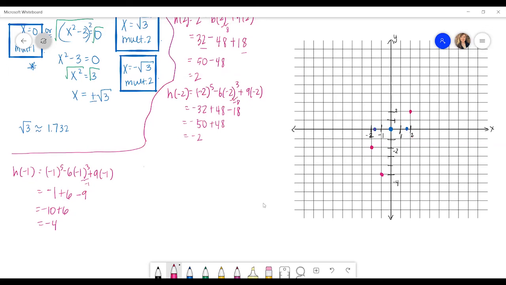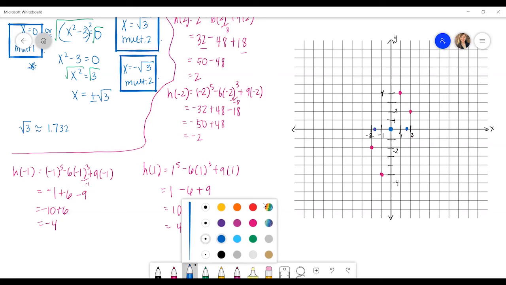So let's plug in h of 1. So 1 to the 5th minus 6 times 1 cubed plus 9 times 1. I expect the same thing to happen as with 2 and negative 2. So we get 1 minus 6 plus 9, which is positive 10, minus 6, which is positive 4. So that gives us a pretty good outline of what this graph is going to look like.